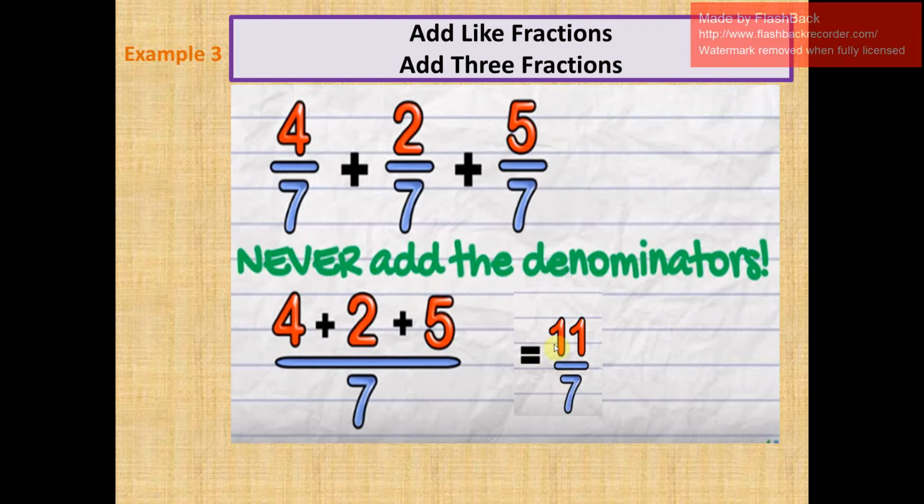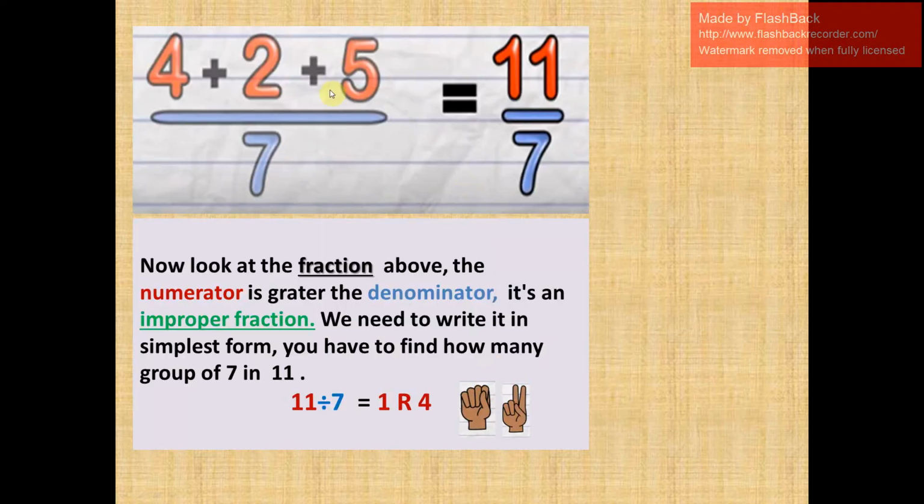Now, can you see here the fraction 11 over 7? 11 is greater than 7. We call this fraction an improper fraction. This fraction is an improper fraction. Why? Because 11 is greater than 7. When the top number is greater than the bottom number, we have to reduce it to write it as a mixed number.